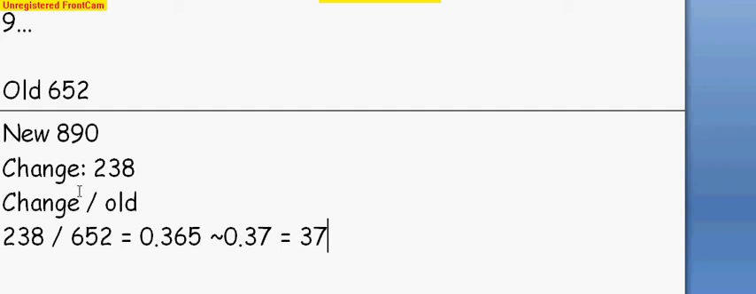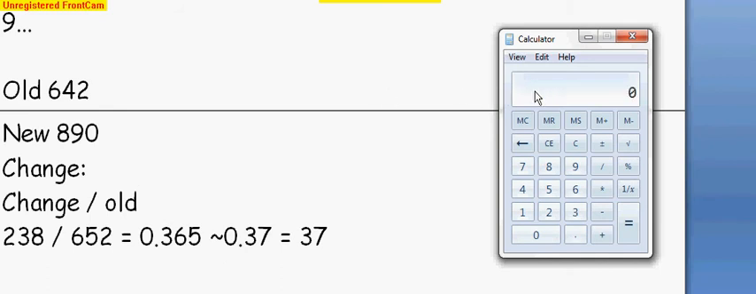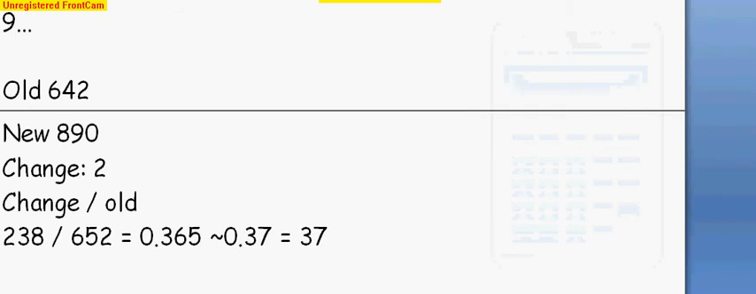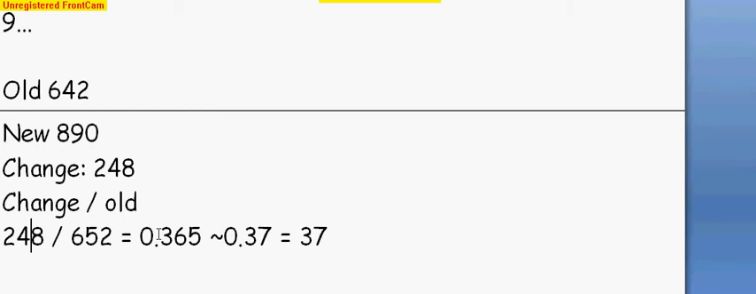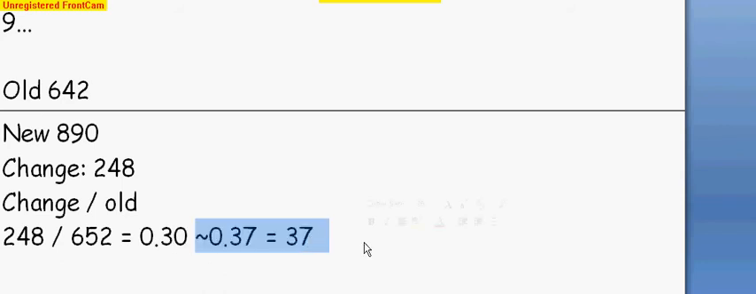Oh, I'm sorry. I wrote the wrong number here. This is not 652. This is 642, and the new number is 890. So let's fix this real quick. My bad. So start again. The old number we have to do 890 minus 642, and we get 248. So 248 is the change. So 248 divided by 642 is going to be approximately 0.39, which is equal to 39%.